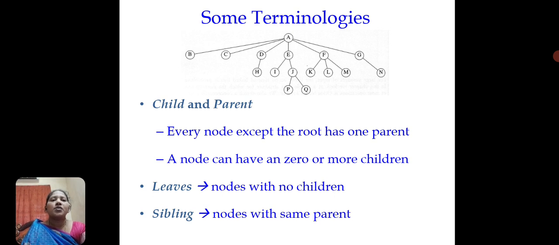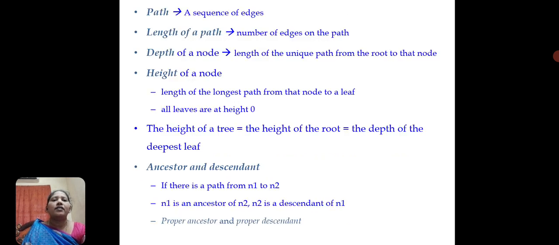Height of J is 1 since it is having children. Either you can count P or you can count Q. So this is what the height of J is. The height of E is 2 since it is having two levels of nodes, that is J is one level, P is another level. So this is the way how you will find the height and the depth.